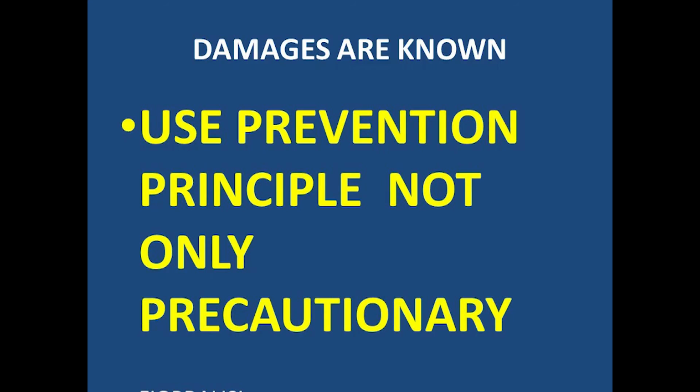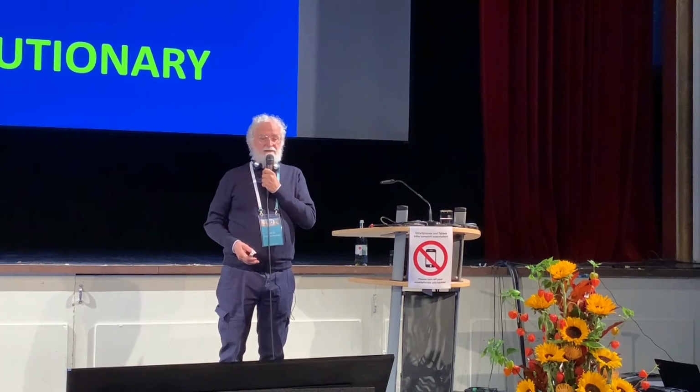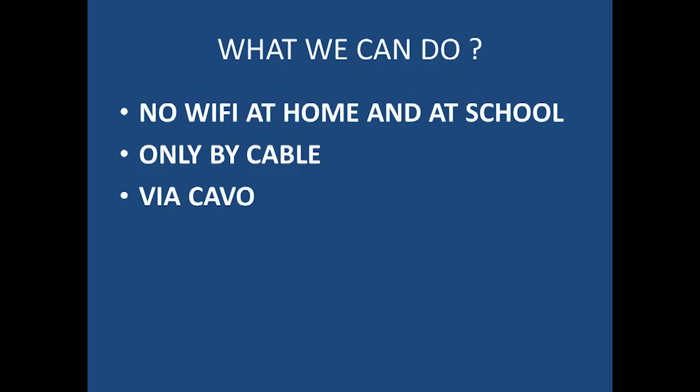So the damages from radio frequency and electromagnetic fields are well known. We have to use a prevention principle, not only the precautionary principle. Next. What we can do is very difficult. No Wi-Fi at home, at school, only by cable, all via cavo. Only by cable should the signal be used.